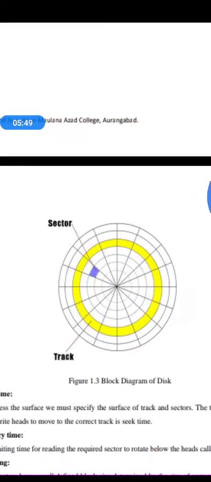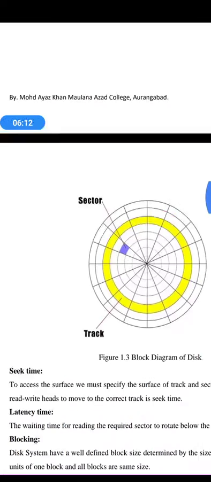See, look, tracks and sectors. The circular parts, concentric circles, are called tracks, while the conical sections made over the circle are called sectors. And you can see that the yellow width is the distance between two tracks, and that blue shape, that blue part, is part of a sector.